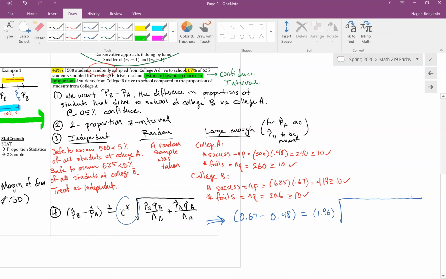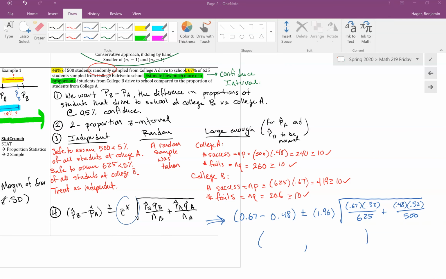And so for college B, the proportion that drive was 0.67, so 0.33 did not drive, and my sample size was 625. And for college A, it was 0.48 drove, so 0.52 did not drive, over a sample size of 500. I'm going to pause this while I type this all into my calculator, and I'll tell you what I get.